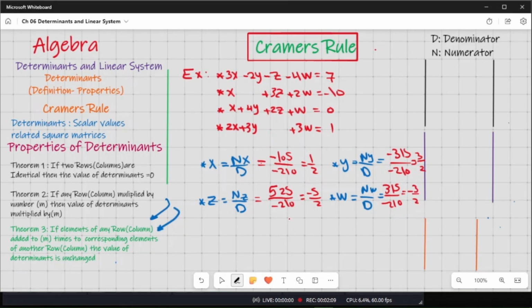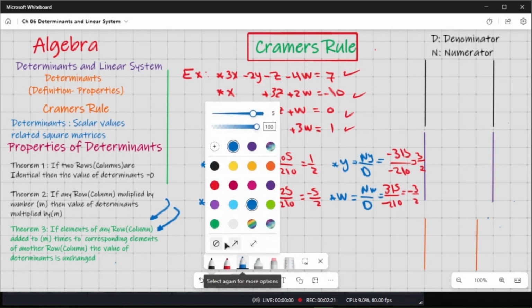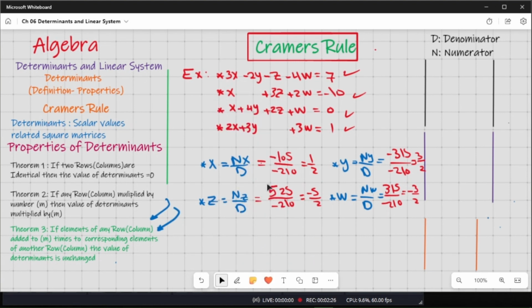Okay, and we can verify this by using any of these equations. So here we can substitute by x, y, z, and w in the first one.